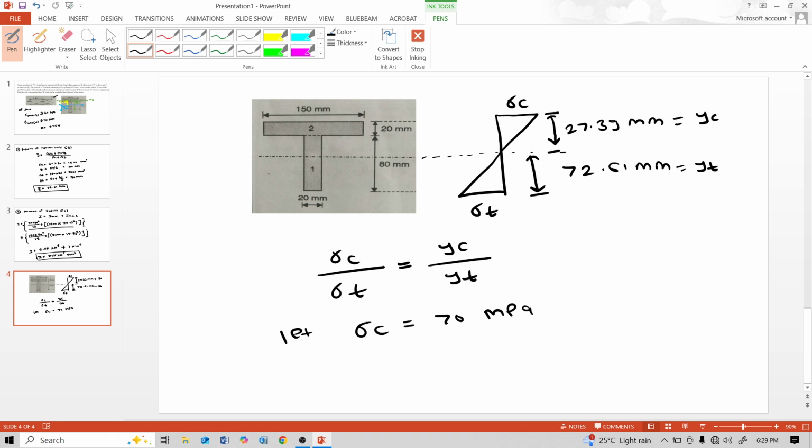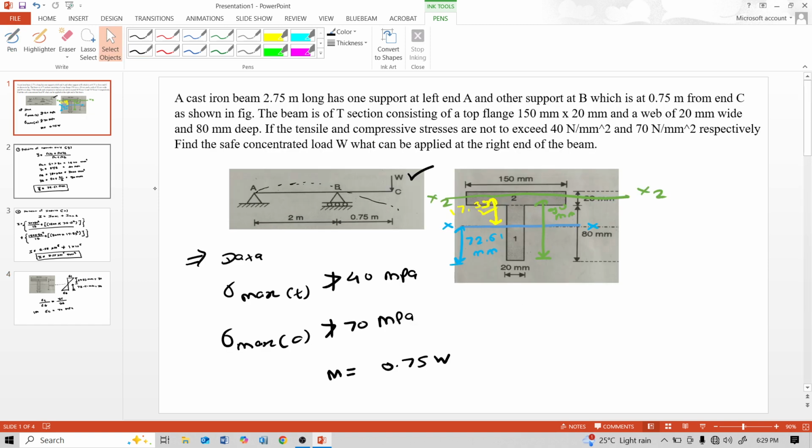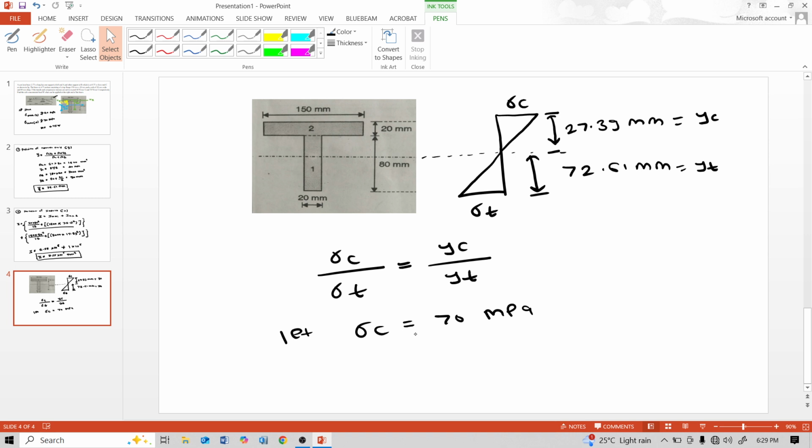Why do we take this step? Because we check that this sigma T value is less than 40 MPa. So put sigma C equal to 70 MPa, YC equal to 27.39 mm and YT equal to 72.61 mm.